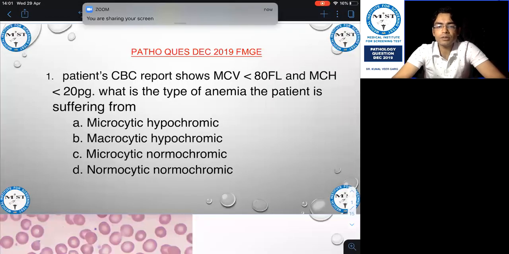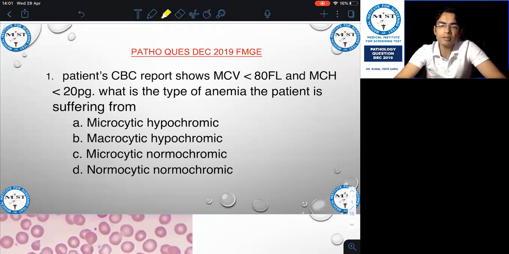Now, this is the question which you've got, and the question says: patient CBC report shows MCV less than 80 femtoliters and MCH less than 20 picograms. What is the type of anemia the patient is suffering from? The options are on your screen: microcytic hypochromic, macrocytic hypochromic, microcytic normochromic, or normocytic normochromic.